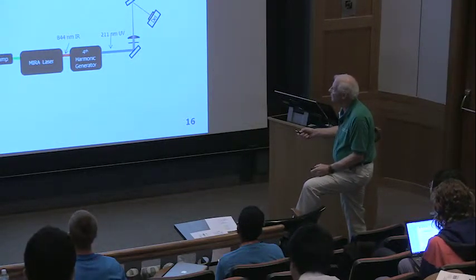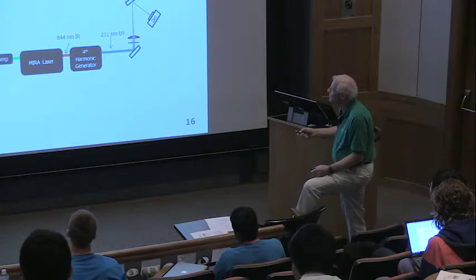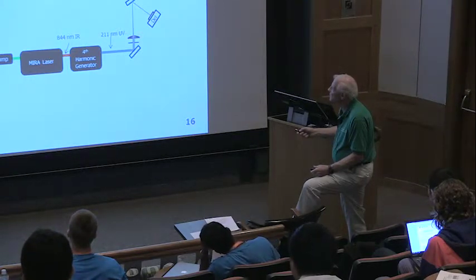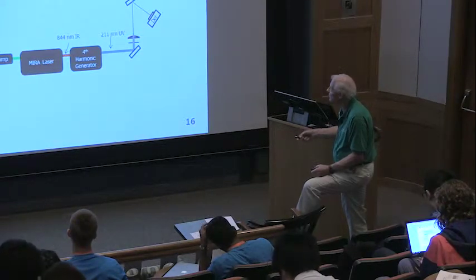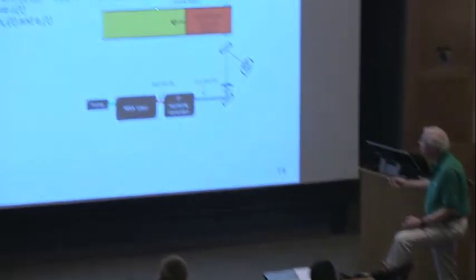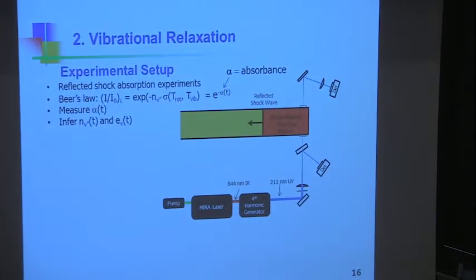So here's Beer's law, our usual Beer's law. It says the fractional transmission goes to e to the minus the number density in the vibrational level we're probing times the cross section. So we have to spend a lot of time getting this number right. We do the experiment, and we measure the alpha as a function of t, and we infer what we're after, namely the number density in a specific vibrational level. And under the assumption that it's Boltzmann, we also then have the vibrational energy that goes into the Landau-Teller equation.